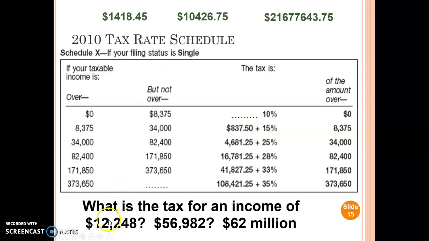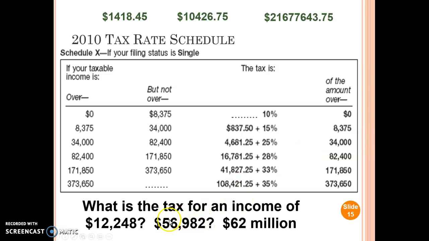So if I had a taxable income of 12,248, then my actual tax would be 1,684.45. Okay, so that's what this table is all about. Let me try to do another one.